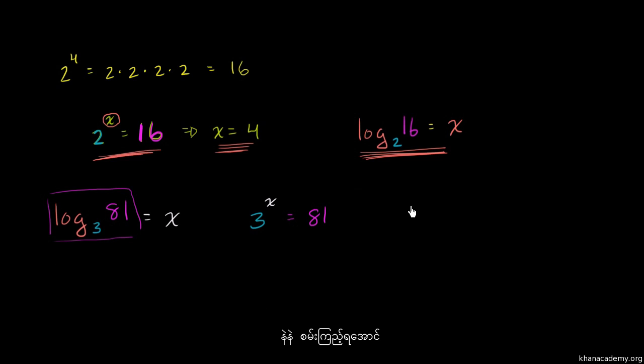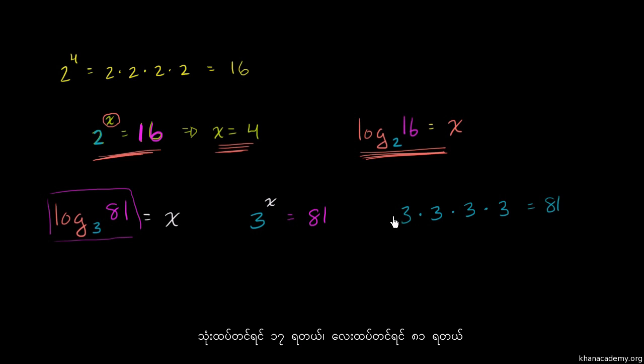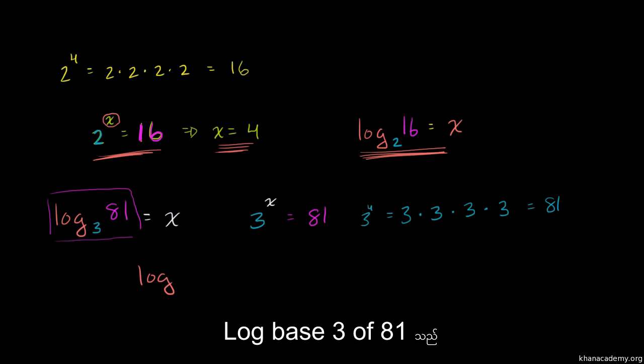Well, let's experiment a little bit. So 3 to the 1st power is just 3. 3 to the 2nd power is 9. 3 to the 3rd power is 27. 3 to the 4th power, 27 times 3 is equal to 81. 3 to the 4th power is equal to 81. X is equal to 4. So we could say log base 3 of 81 is equal to 4.